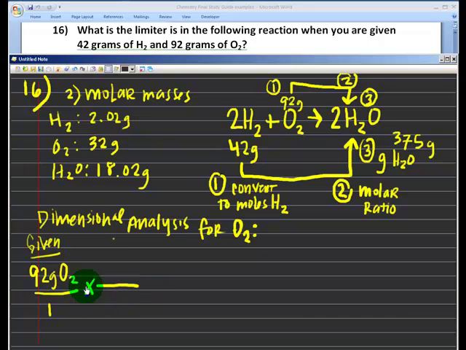Now, next step, step 1, convert to moles. Since this is O2 this time, we want to convert to moles of O2. We're going to use the molar mass of O2, which is 32 grams, because we know 1 mole of O2 weighs 32 grams. So that's step 1. Now step 2 says molar ratio. So I'm going to look, I have here 2 moles of H2O are produced from how many moles of oxygen? Just 1 mole of oxygen.